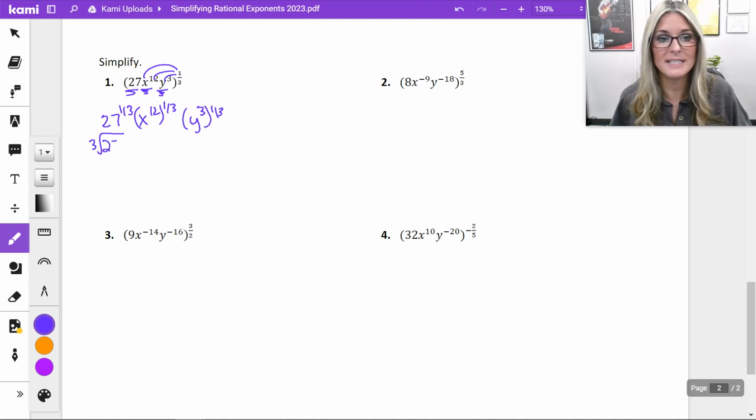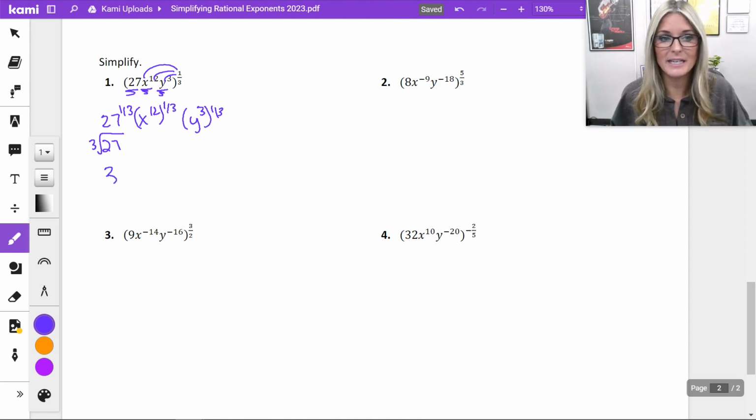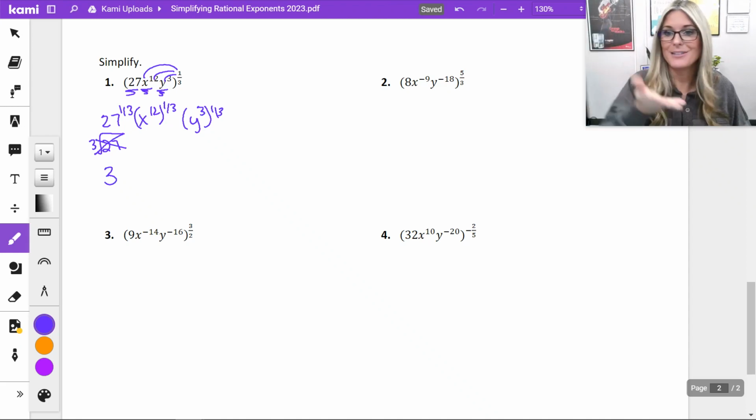let me go ahead and rewrite the 27 to the 1/3 would be the cube root of 27. I did say we were going to leave this in an exponential form, but I do know the cube root of 27, it is 3. So all of that is going to come out nice and pretty. 27 to the 1/3 is just 3.